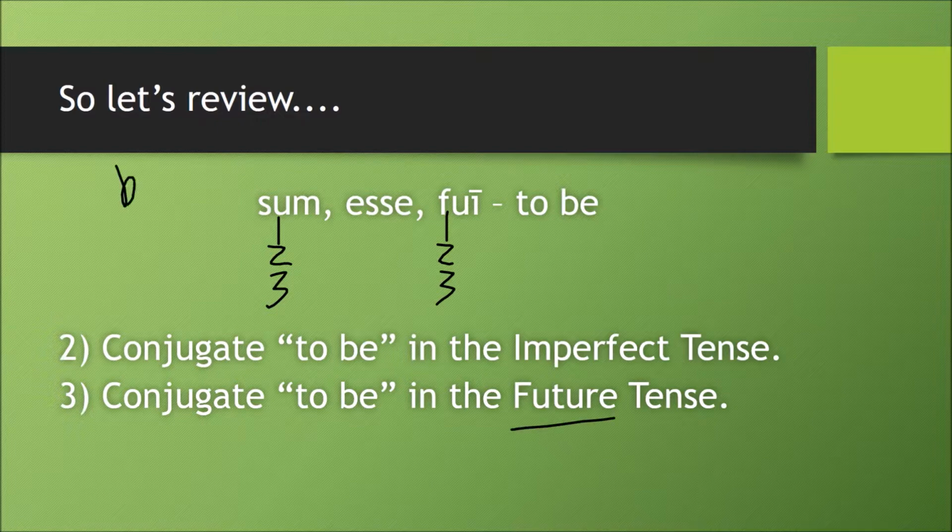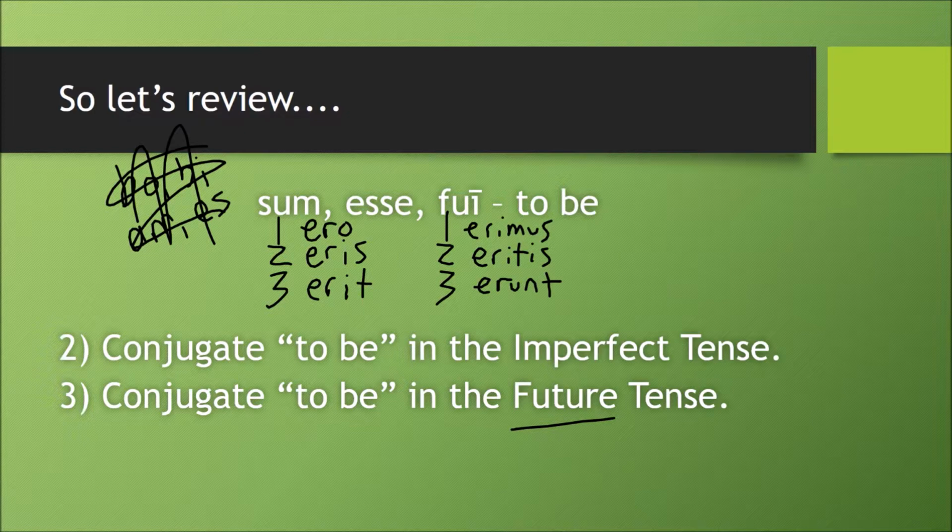And remember, we're not going to be using our bo or our bit endings, and we're not going to be using our am or our es endings, because those are for regular verbs, not the irregular verb sum, esse. Go ahead and pause the video while you try to conjugate sum, esse in the future tense. Agapai, if you have this conjugation on your paper, ero, eris, erit, erimus, eritis, erunt are the forms and conjugation of sum, esse in the future tense.